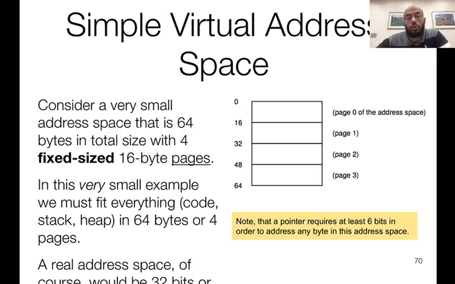You know that a pointer to access data in this structure will need 6 bits, basically 2 to the power 6. 2 to the power 2 is 4, 2 to the power 3 is 8, 2 to the power 4 is 16, 2 to the power 5 is 32, and 2 to the power 6 is 64, right? So you have 64 bytes. To access any byte, you need 6 bits.